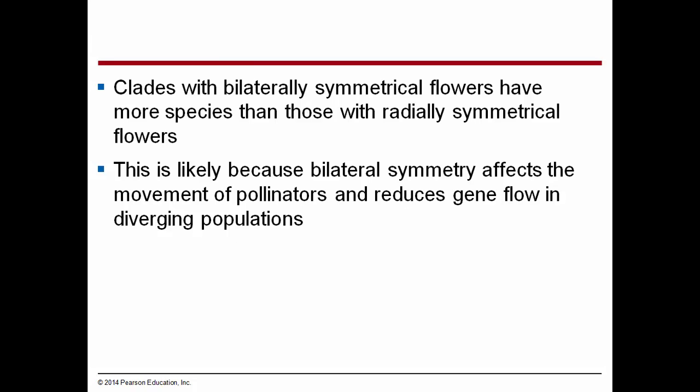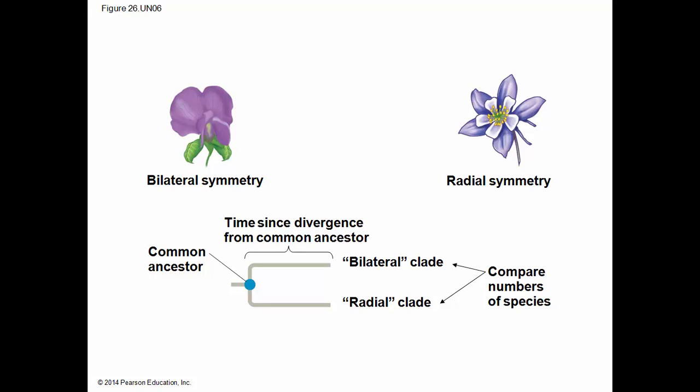Clades with bilaterally symmetrical flowers have more species than those with radial symmetrical flowers. This is likely because bilateral symmetry affects the movement of pollinators and reduces gene flow in diverging populations. Bilateral symmetry, okay, more specific. Radial symmetry, you can see it's more open to different types. Time since divergence of common ancestor, and compare the number of the different species.